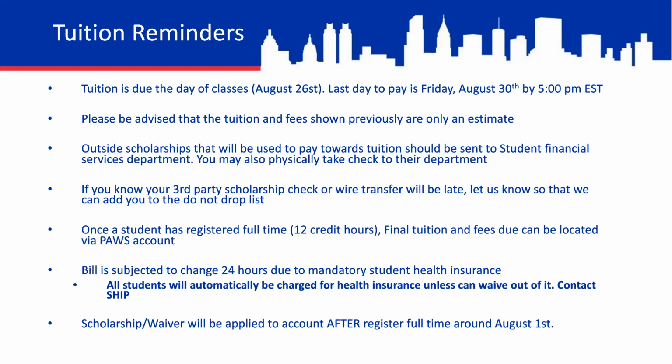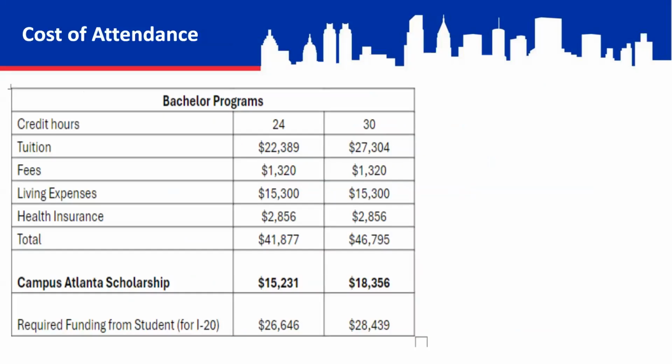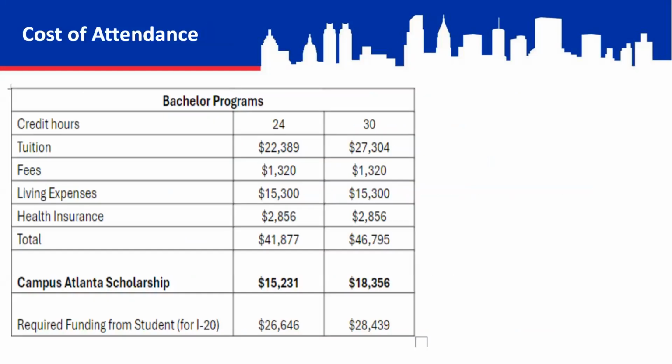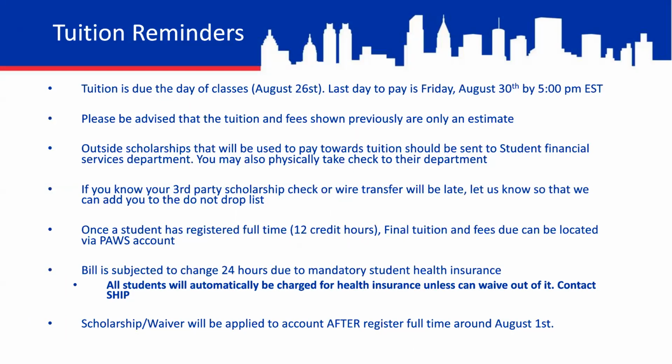Okay, so make sure you understand, as I said, the one I showed you just now is just an estimate. Your real tuition, your real bills will be different from this based on the number of credit hours, your living conditions, the dormitory you choose, and your scholarship amount. There are students offered 100%. There are students offered 50% of the scholarship. If it's 50%, your Campus Atlanta scholarship will be half of that. The Campus Atlanta scholarship is also known as the out-of-state tuition waiver. So they are the same thing.